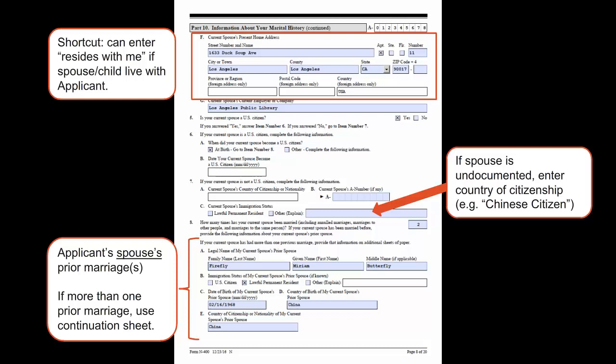Item 7C, immigration status. Note that if their spouse is undocumented, you can enter the country of citizenship, for example, if they are a Chinese citizen. Item number 8, the spouse's prior marriages. If the applicant's spouse had more than one prior spouse, then attach a continuation sheet with their information.